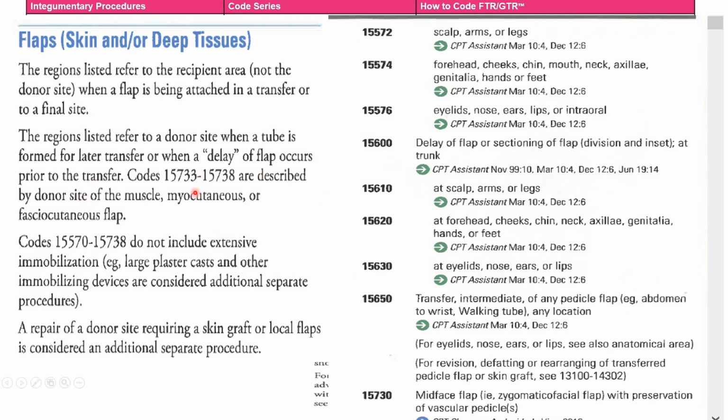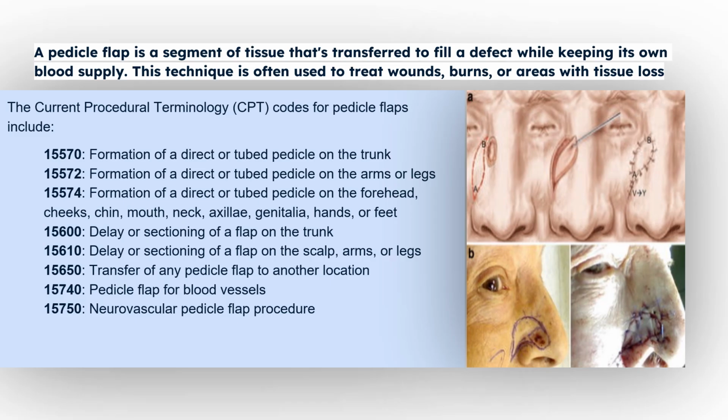So in that case, the codes 15733 and 15738 are described by the donor site of the muscle, myocutaneous tissue, or the fasciocutaneous flap. So these are the important codes where the site we are talking about is the donor site. So this is a very important guideline here. So these are the codes in your book which talk about the formation, delay and transfer. So pay attention to those words because that will define your code.